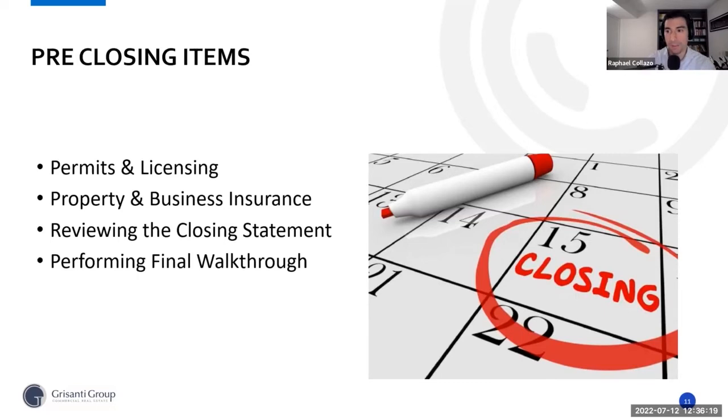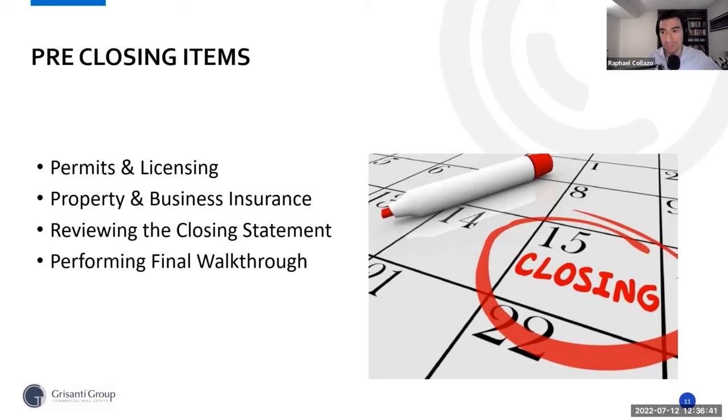There may be some property or business insurance that you need to secure. Oftentimes, obviously property insurance, depending on what your lease is, may not have been under your name, but now you'd have to get your own independent property insurance account. And then also your business insurance would transfer over to the new property as well.